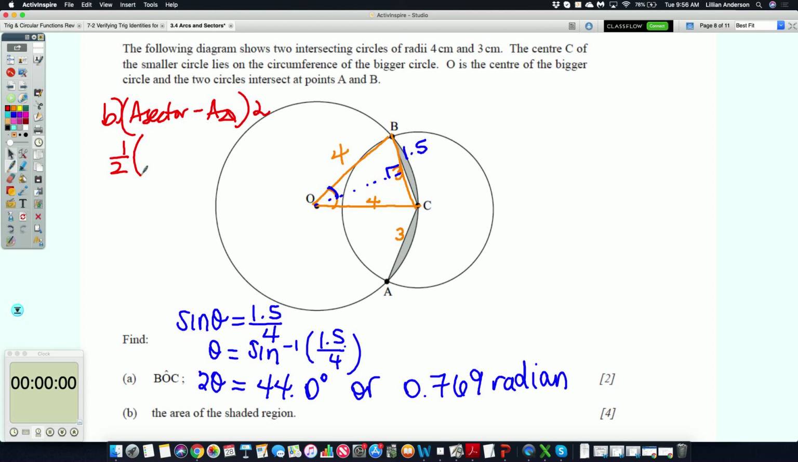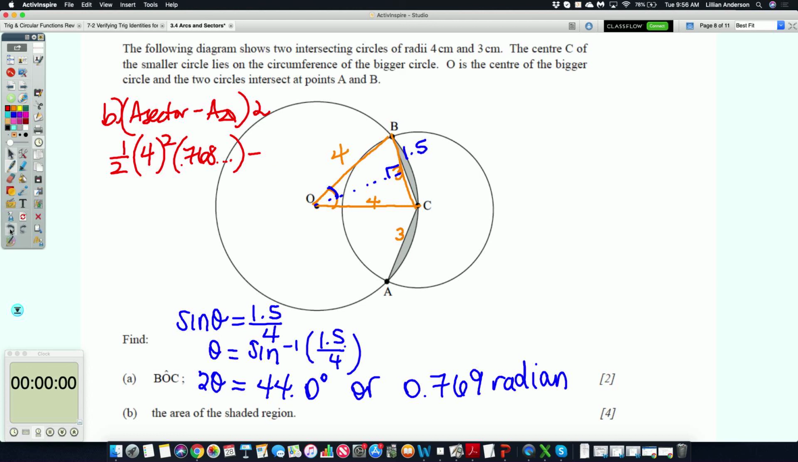Let's see. So for the sector, the radius is 4 squared. I'm going to multiply that by theta, which is the last thing that you guys should have in your calculator. Then I'm going to subtract the area of the triangle. We have the triangle. What's the base of the triangle? 3. Oh, we don't have the height, though. What's the other way we can do it? I could use the perpendicular and find it.